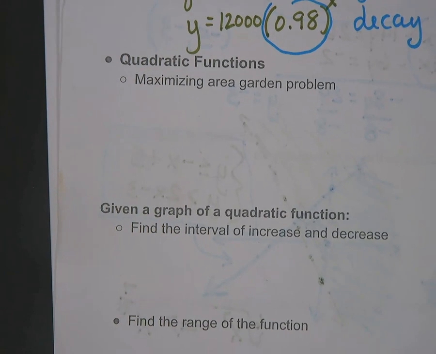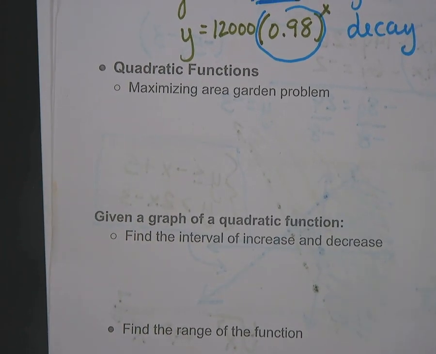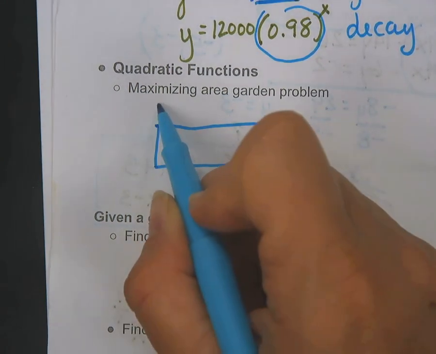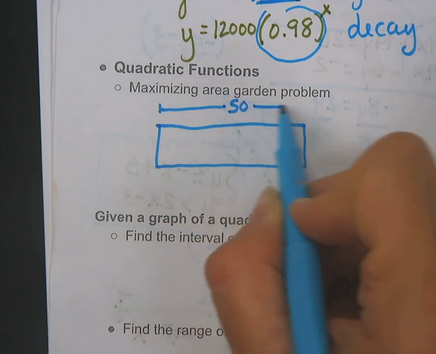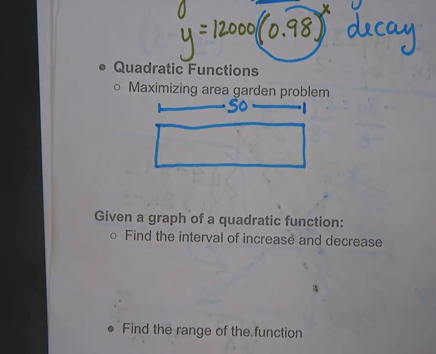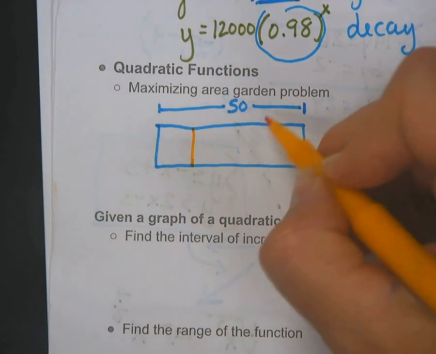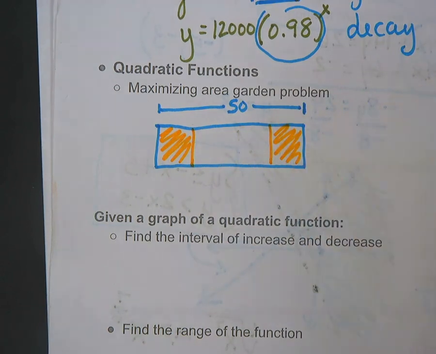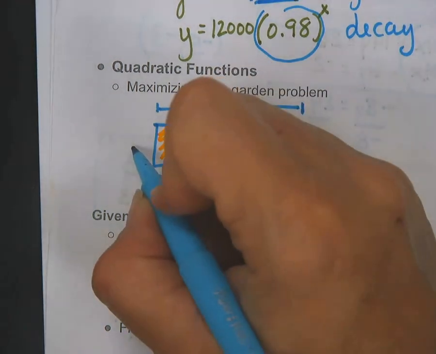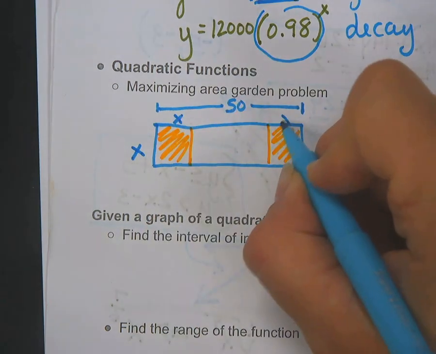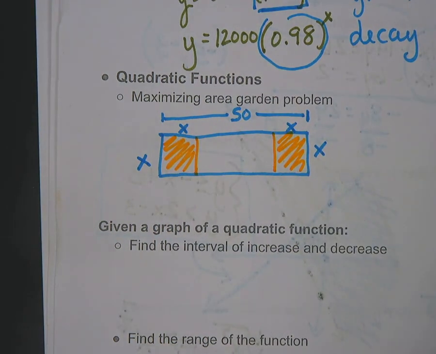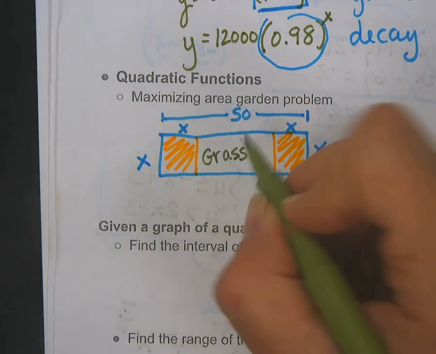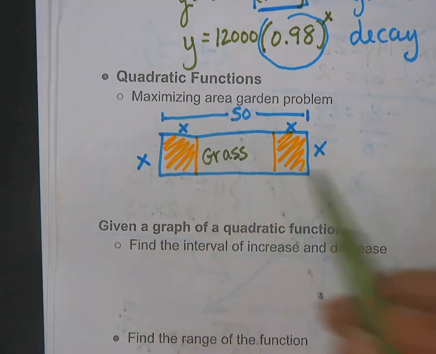Quadratic functions. You're going to have a maximizing garden problem. So we have a backyard that is 50 feet long. We plan to put 2 square sheds on each side of the backyard. And they're square, meaning that these dimensions are x by x. And we want to calculate how much grass area do we have in the backyard between these 2 sheds.